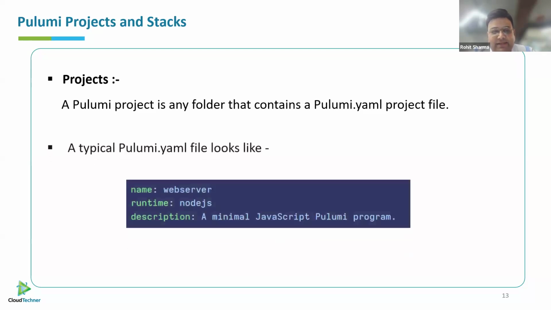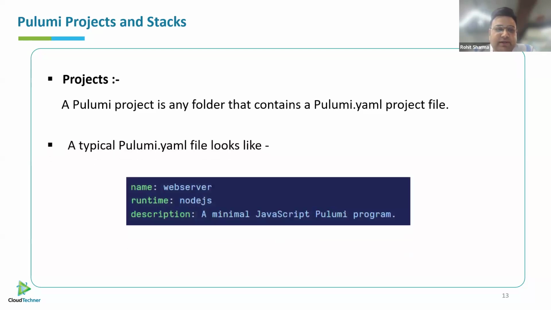Now here you can see the typical pulumi.yaml file. The pulumi.yaml file specifies which runtime to use and determines where to look for the program that should be executed during deployments. Here you can see the runtime in the picture. Supported runtimes are Node.js, Python, .NET, Go, Java, and YAML. Project files also contain metadata about your project.